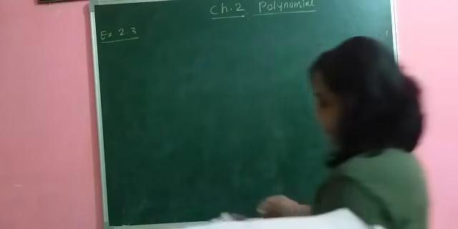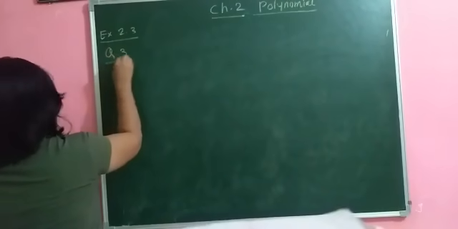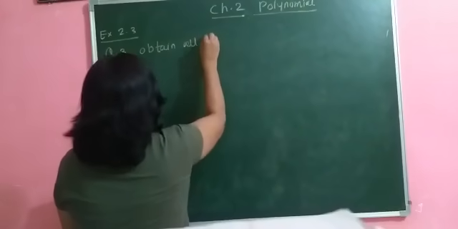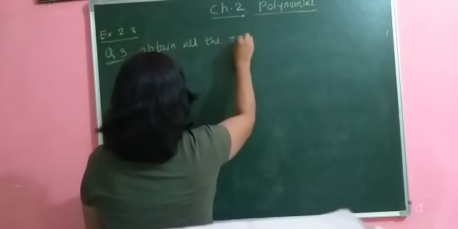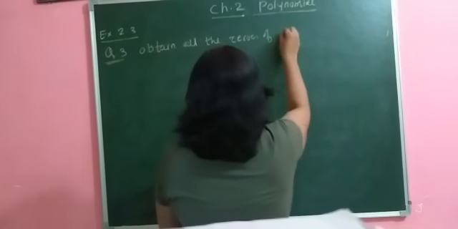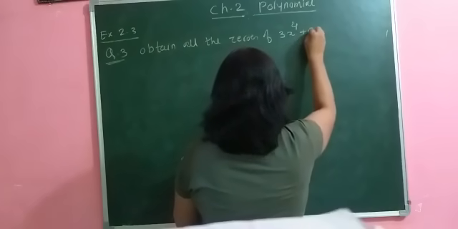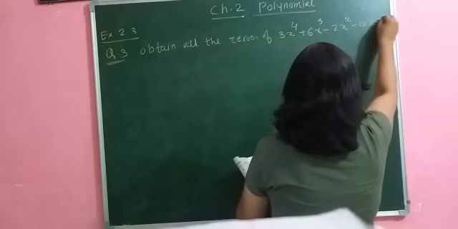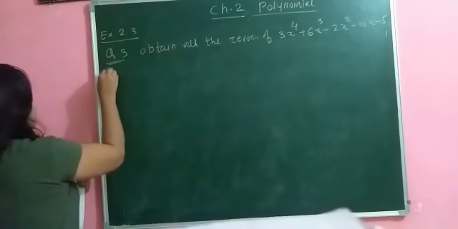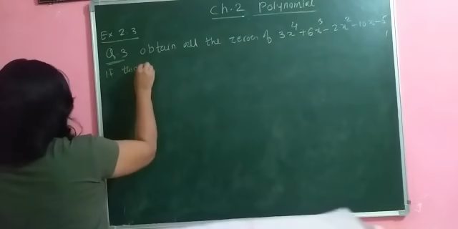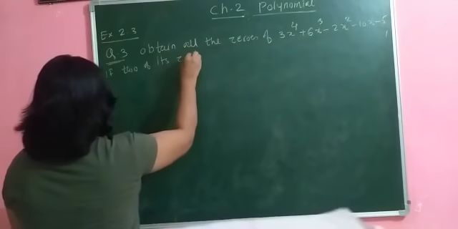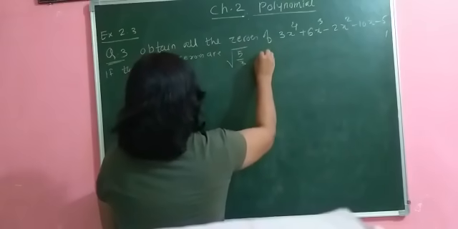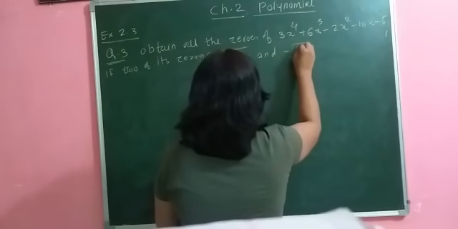Question number 3. Obtain all the zeros of 3x raised to 4 plus 6x cube minus 2x square minus 10x minus 5 if 2 of its zeros are root 5 by 3 and minus root 5 by 3.